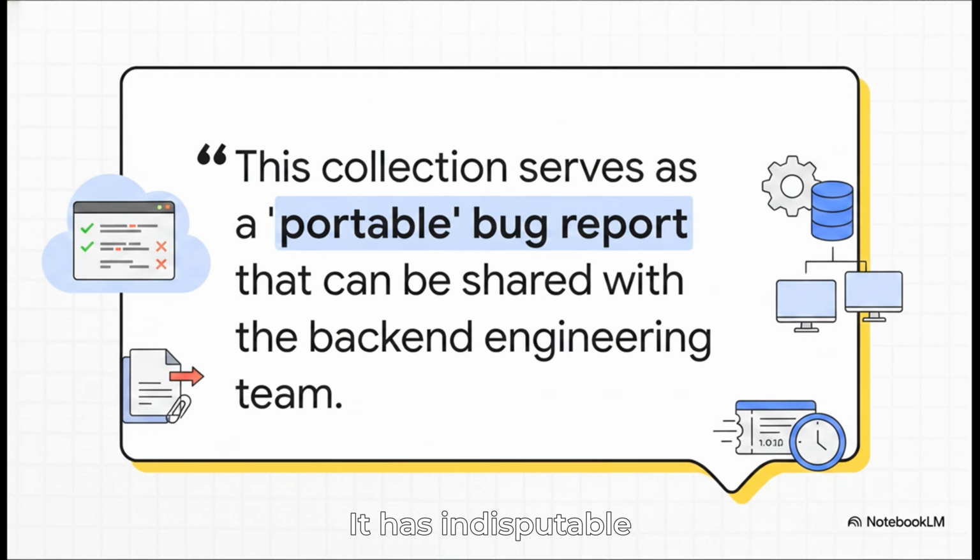It has indisputable proof of the failure, the exact request to reproduce it, and the test that caught the error. This changes the conversation from, hey, something's broken, to, hey, the transaction ID is missing in the response from this specific call. Here's the proof. This is how you cut debugging time from hours down to minutes.